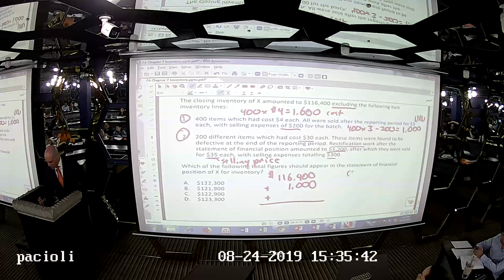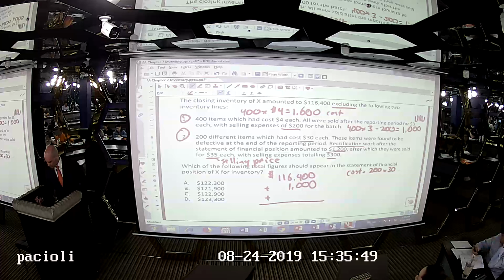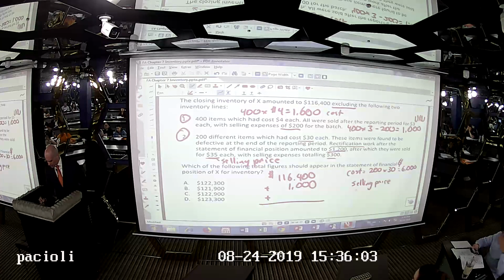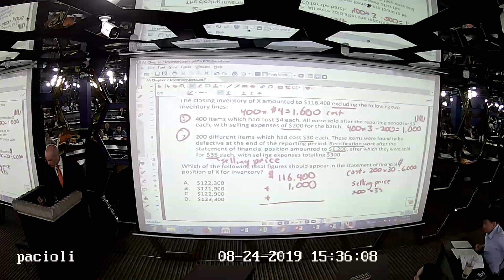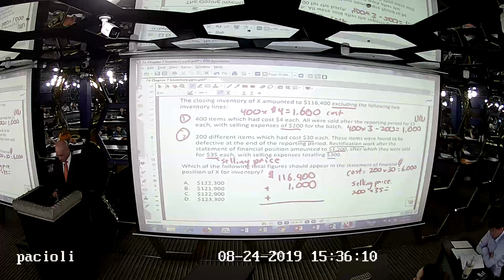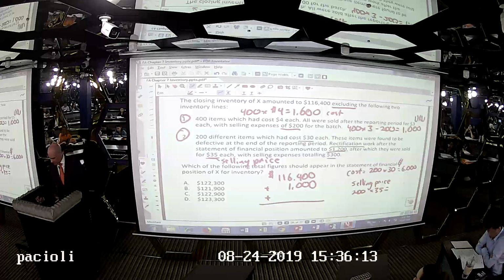For number 2, the cost is 200 times 30. So that equals 6,000. And then the net realizable value is going to be the selling price. Selling price is 200 times 35, 7,000. So selling price is 7,000.